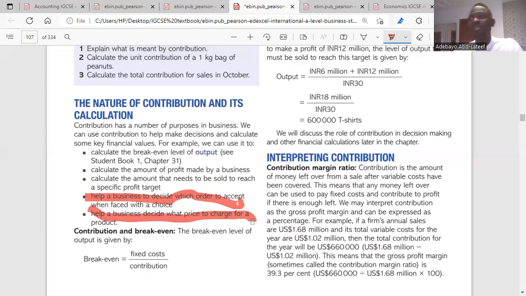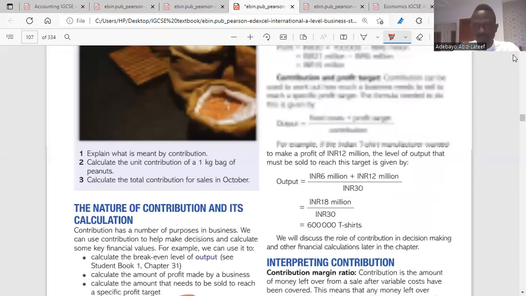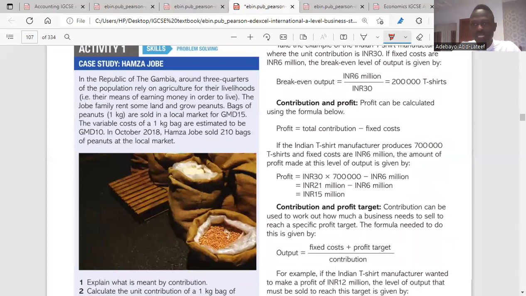Two, you'll be able to calculate your profit. Three, you'll be able to know the price you have to charge for your product. And four, whenever you are faced with making a choice, contribution can help you decide on that choice. Do you have any question about that? No. Then we go to the interpretation now.